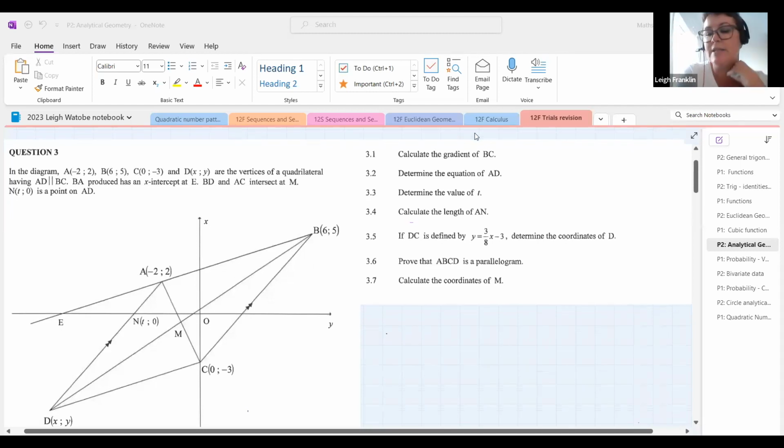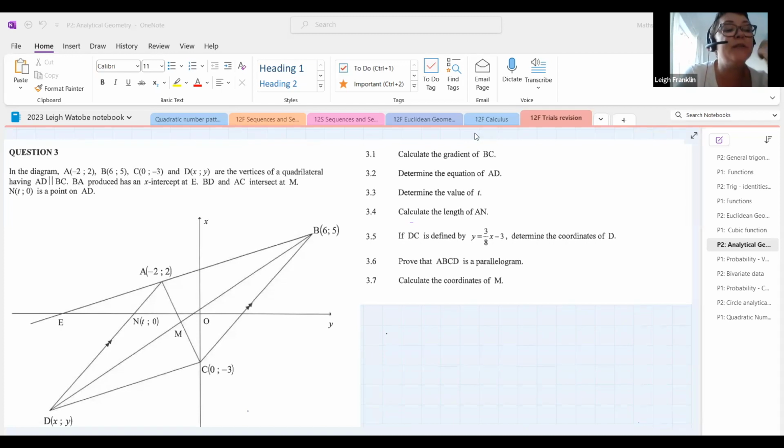Of course, it's Tuesday, so we're doing paper 2. Our first question says, in the diagram, A has coordinates (-2; 2), B has coordinates (6; 5), C has coordinates (0; -3), and D has coordinates (x; y). We don't know the coordinates of D. They are the vertices of a quadrilateral having AD parallel to BC.